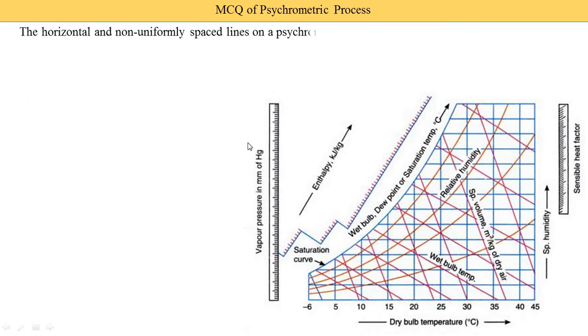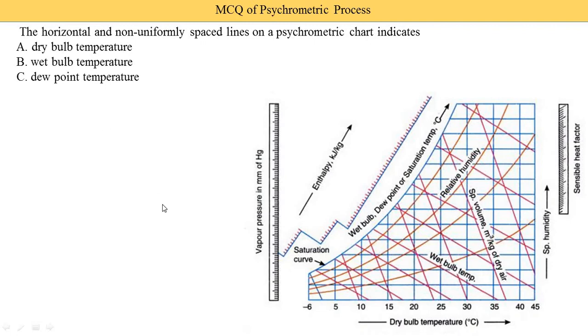The horizontal and non-uniformly spaced lines on a psychrometric chart indicate dry bulb temperature. So this is the wrong answer, because dry bulb temperature lines are vertical. Wet bulb temperature, this is also wrong, because the wet bulb temperature lines are inclined. Dew point temperature, okay, so dew point temperature lines are horizontal and non-uniformly spaced.